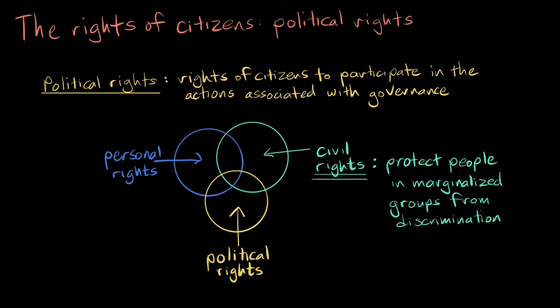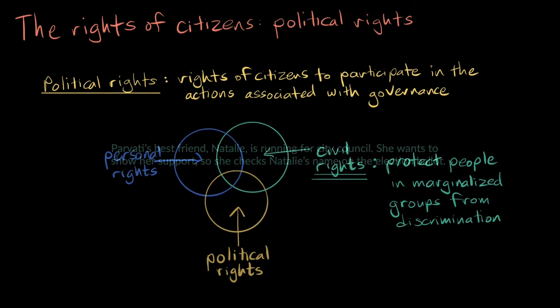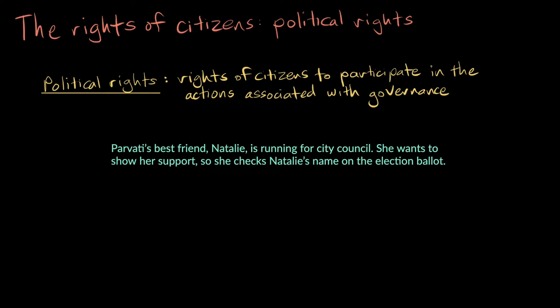So let's take a look at a few scenarios to practice our understanding of political rights. I'll give you a scenario and you see if you can identify which political right is being exercised or violated. First, Parvati's best friend, Natalie, is running for city council. She wants to show her support, so she checks Natalie's name on the election ballot. Which right did Parvati exercise? If you said the right to vote, you're correct.